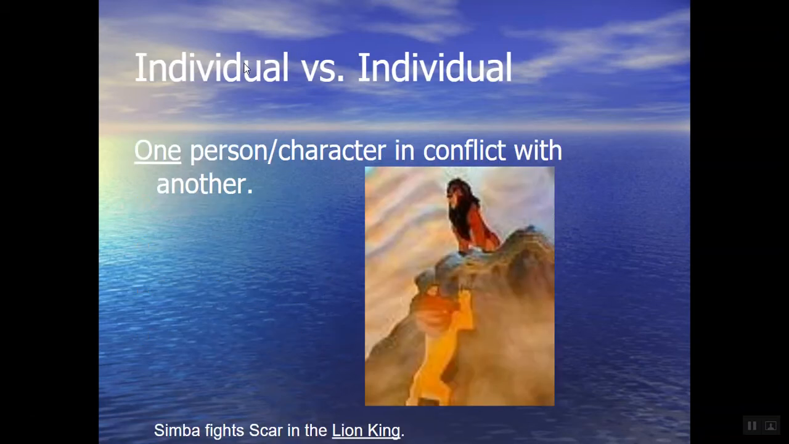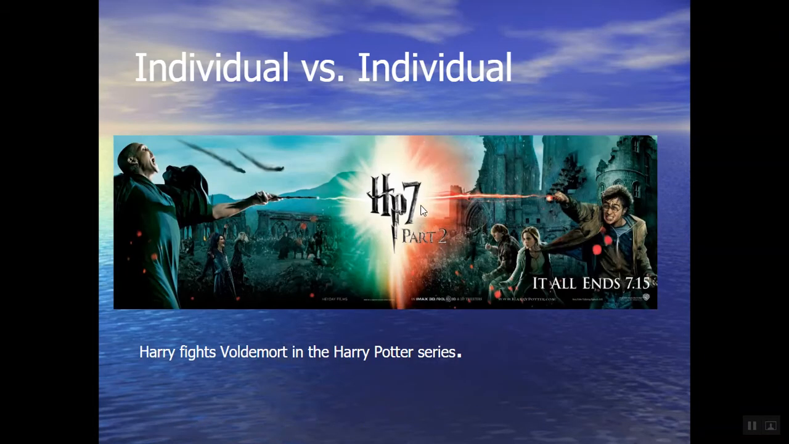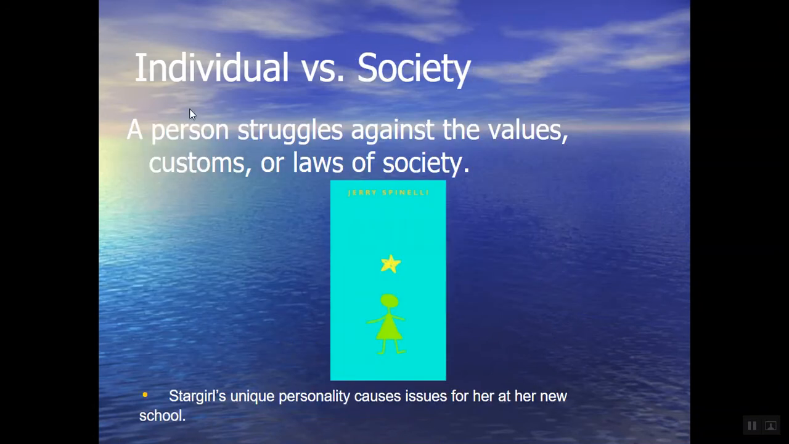Okay? Individual versus individual. One person or character is in conflict with another person or character. So Simba has to fight off his brother. Another individual versus individual: Harry fights Voldemort in the Harry Potter series. Look, this is the epitome of battling one versus one, right?